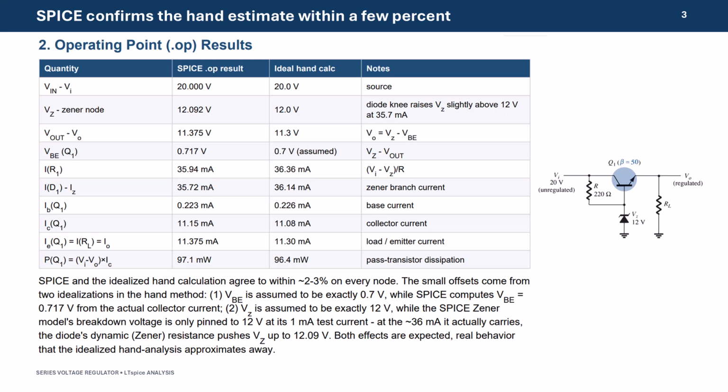The Zener current is approximately 35.7 milliamperes, while the load current is 11.375 milliamperes. The pass transistor dissipates about 97 milliwatts. These differences are expected because SPICE calculates the transistor junction voltage and Zener behavior from the device models and the actual currents instead of fixing them at ideal values.